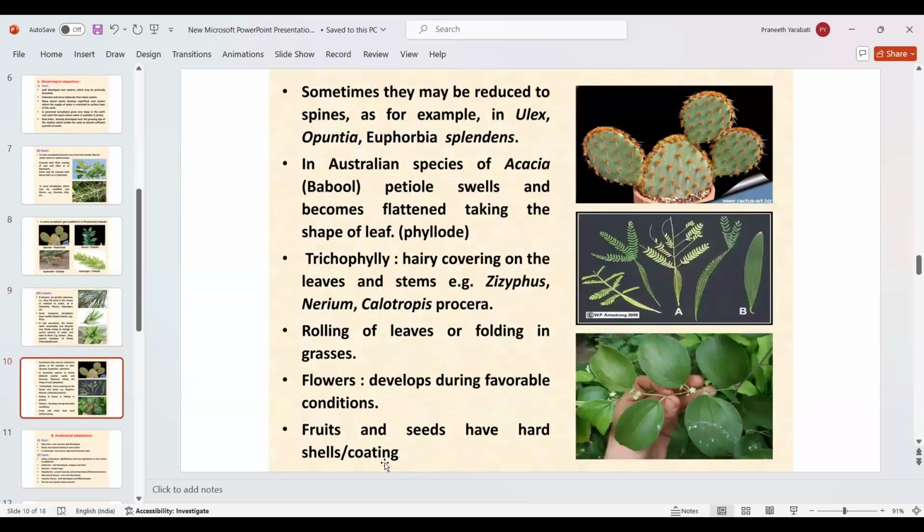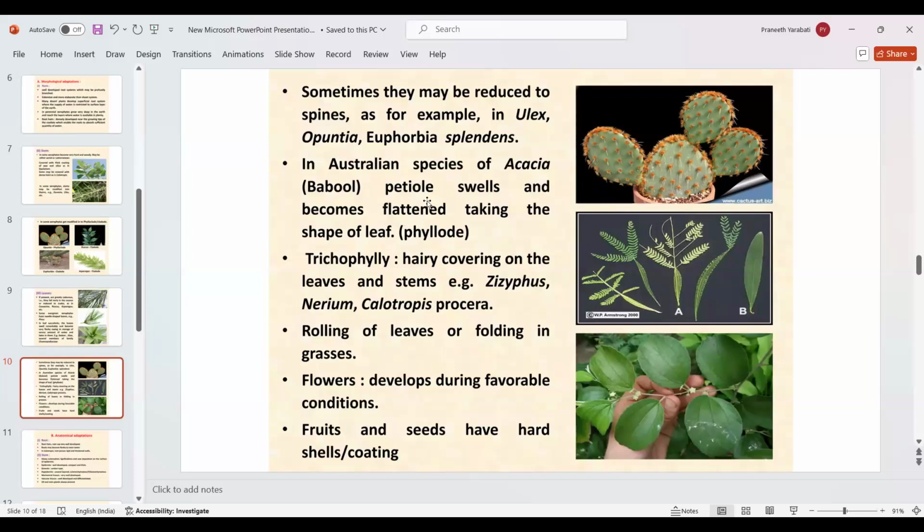In some, the leaves are reduced to spines, for example Ulex, Opuntia, and Euphorbia. In Opuntia, this is the stem only. Here the stem is modified into a green, leaf-like structure, and on the stem you can see the nodes and internodes. Here are the spines; the leaves are modified into spines. These brown colored structures are the spines. These are nothing but the leaves, and this green colored one is the stem.